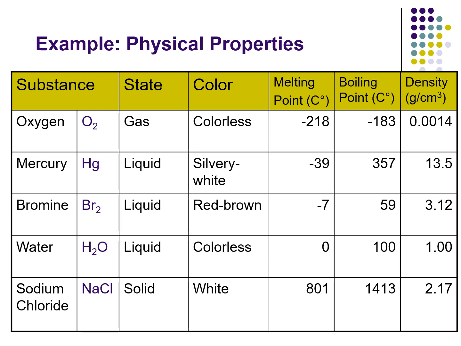It is in the solid state, of course white in color, and it has a melting point of 801. That means if we continuously give heat, it is going to convert into liquid at 801 degrees Celsius. Its boiling point is 1413. It converts into the vapor state at a temperature of 1413 degrees Celsius. And its density is 2.17 gram per cubic centimeter.